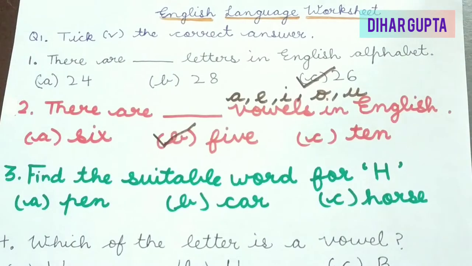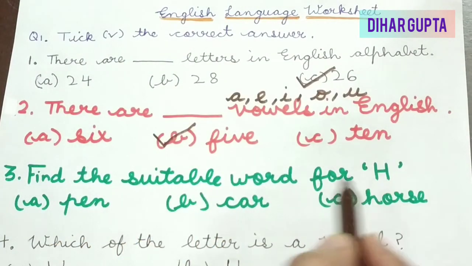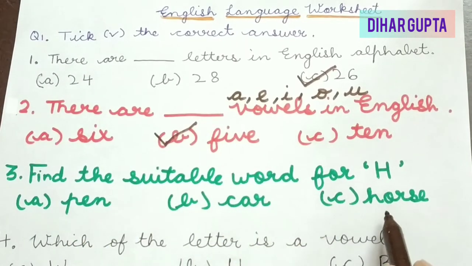So the next question is, find the suitable word for H. Is it pen, or car, or horse? So our answer is horse.